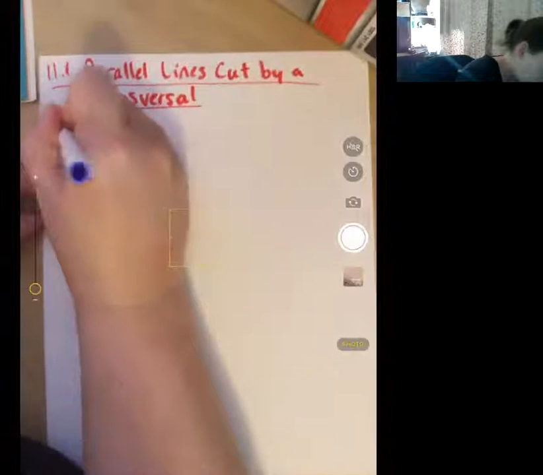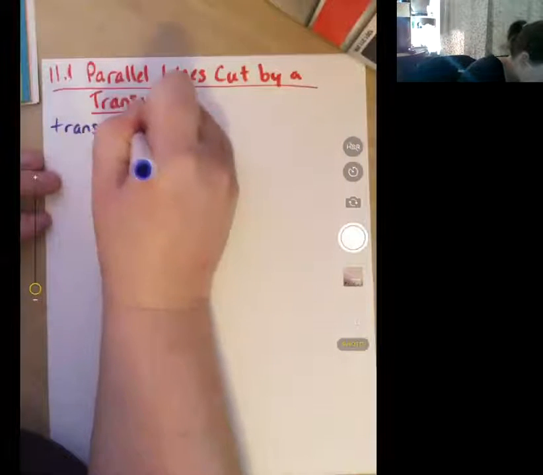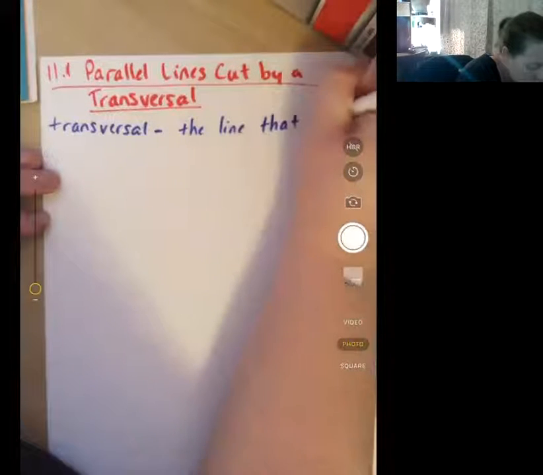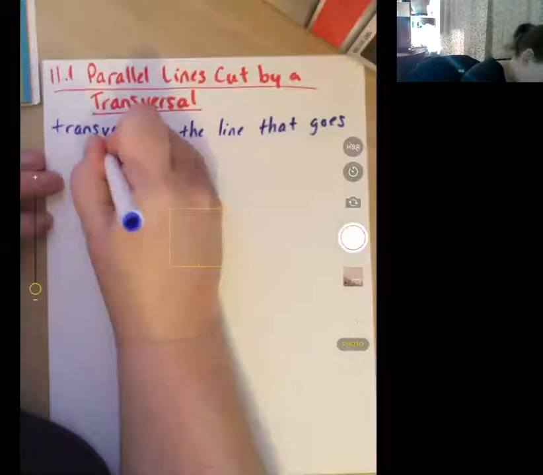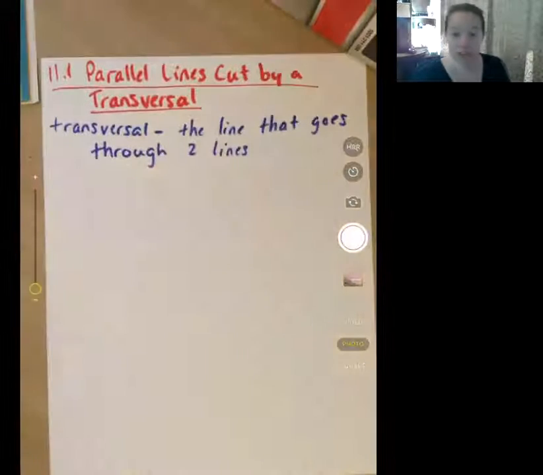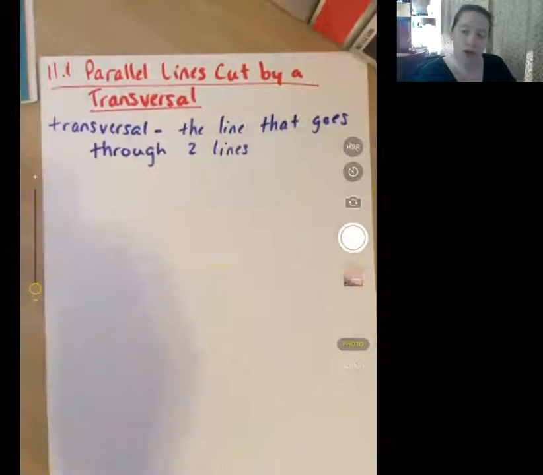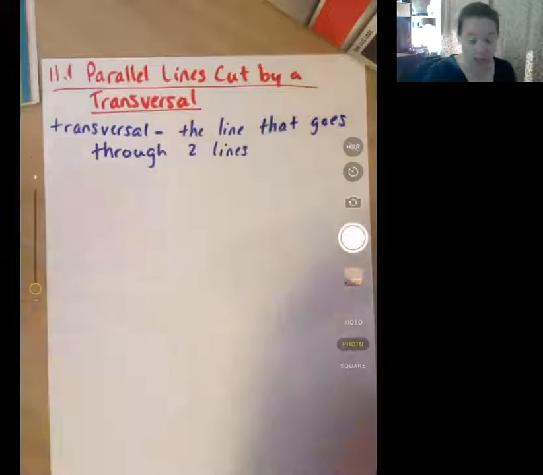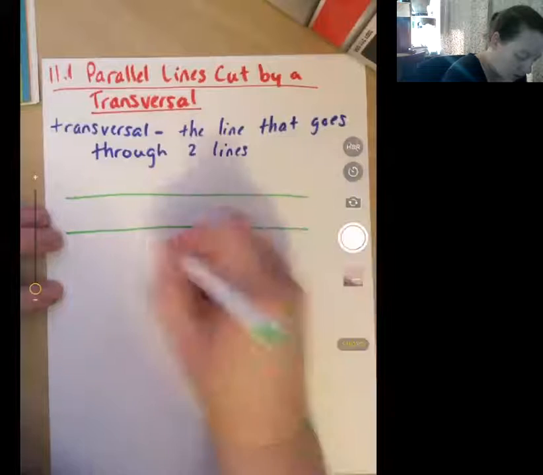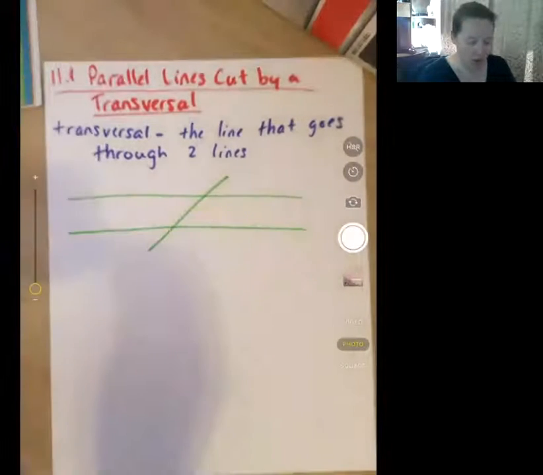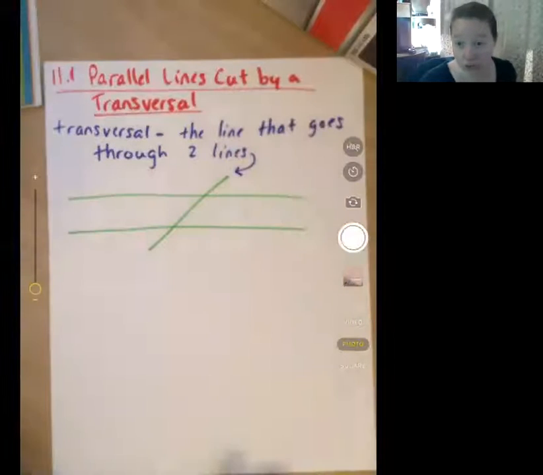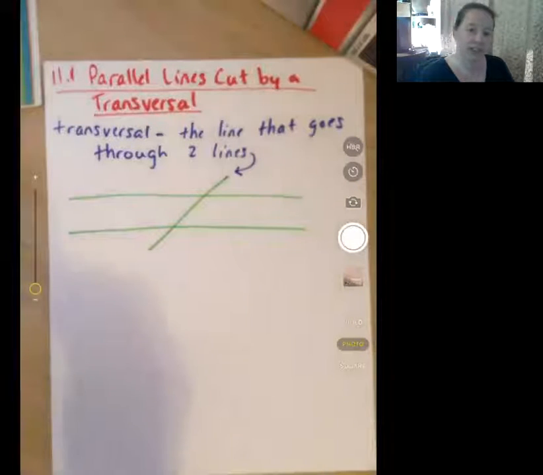So our definition for transversal is the line that goes through two lines. Okay? So it's the line that goes through two lines. Whenever they draw it, they always have a very similar looking picture. It always ends up looking something like this. Okay? So that right there is the transversal. So the transversal is the line that goes through two lines.